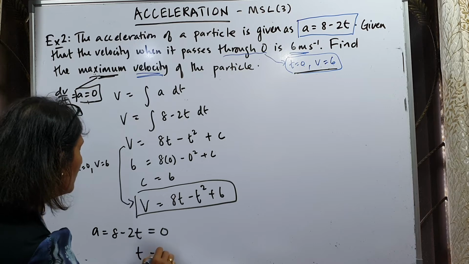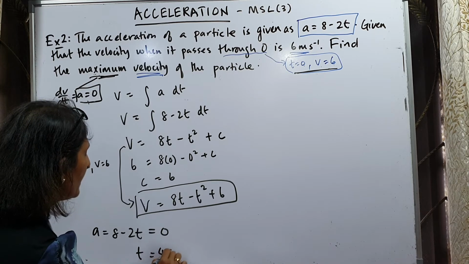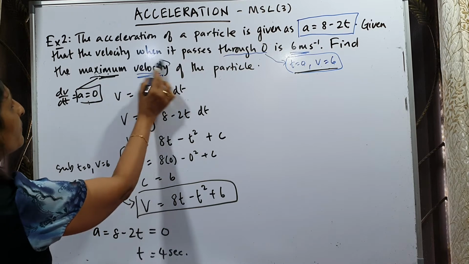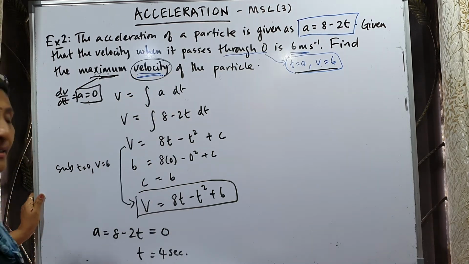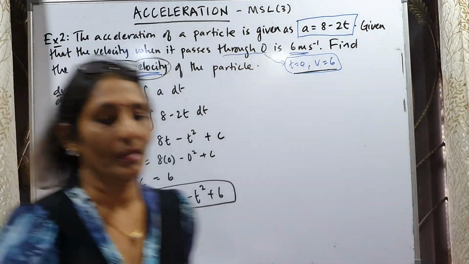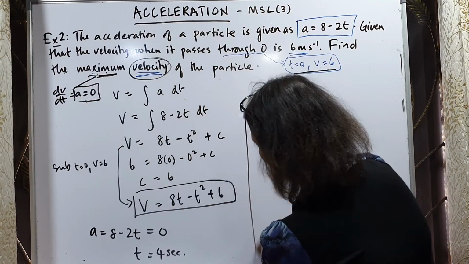T equals to 4, right? 4 seconds. Right. But now our aim is finding the maximum velocity. That's the final aim. So we've got t is 4 already. We have to sub into the v equation now.